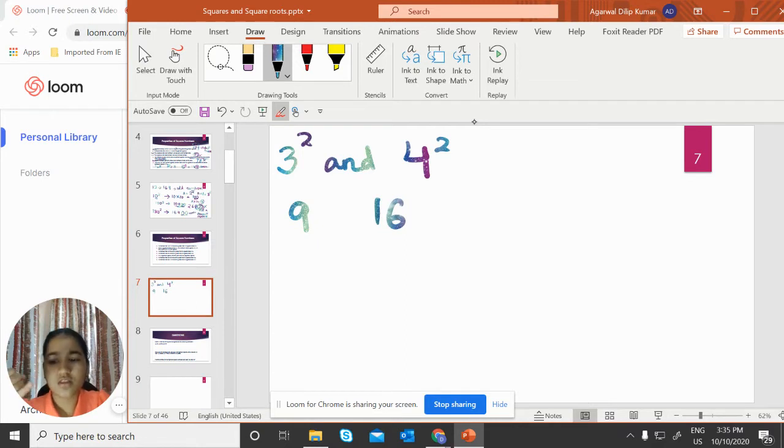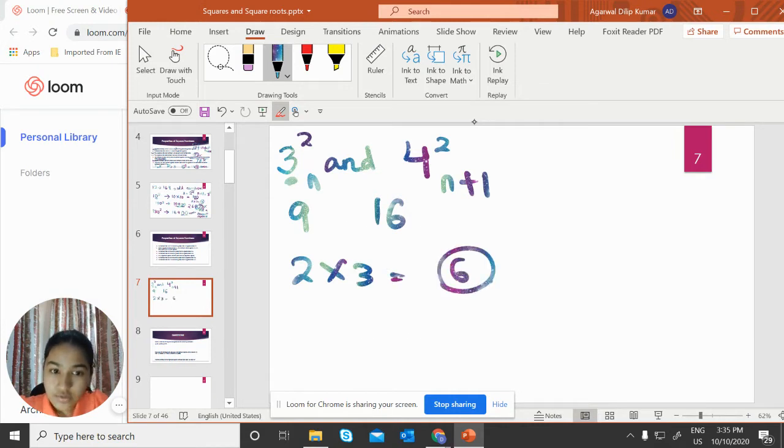You have to count 10, 11, 12. No need. For beginners, what we'll do? Directly, this is n and this is n plus 1. So what will you do in this case? You will multiply 3 2 times. Don't multiply 3 square times. You will multiply 3 2 times. It will be 6. So there are total 6 square numbers between 3 square and 4 square.